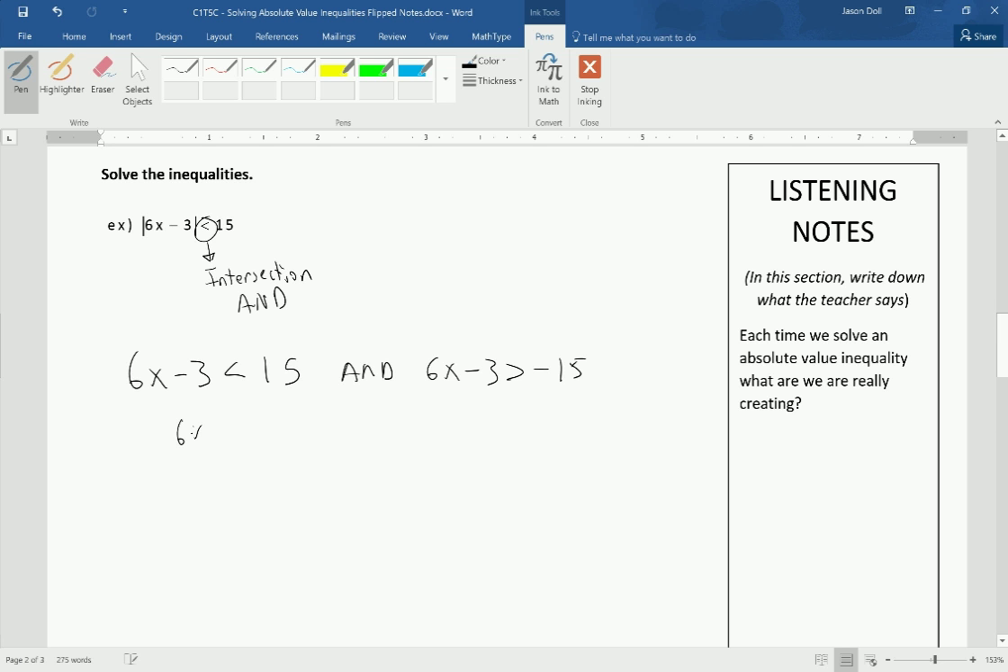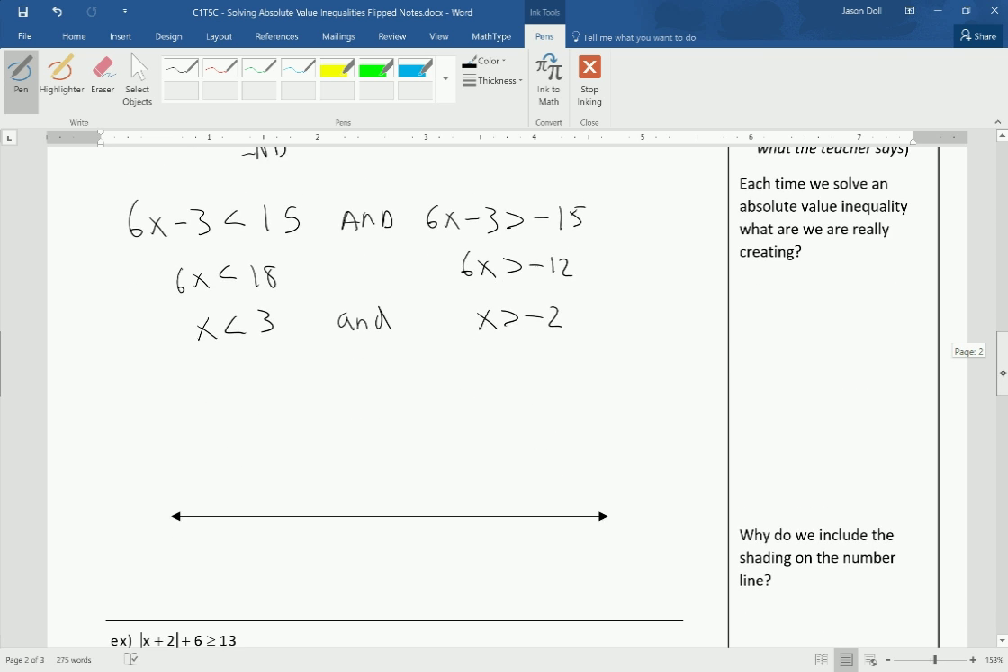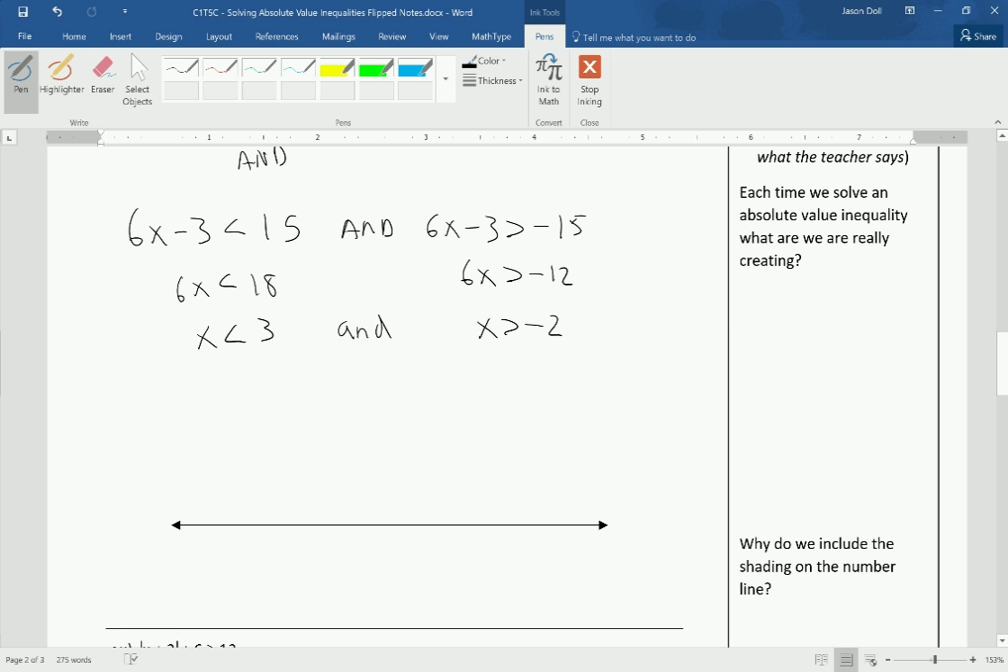So I'm going to solve both of these. I'll get 6x is less than 18 by adding 3 to both sides. Divide by 6, x is less than 3. And over here, add 3 to both sides, I'm going to get negative 12. Divide by 6, and I'm going to get negative 2. All right? So we can come down here now, and I can graph this. I'm going to put negative 2 over here, negative 1, and negative 3, so I have my integers around the values that I am starting my graphs at.